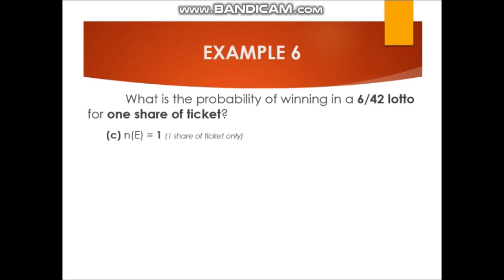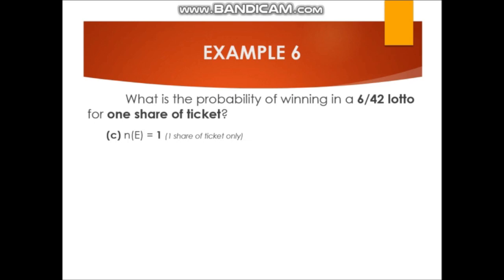Pero bakit combination ang ating kailangan gamitin? Kasi sa combination, hindi importante kung ano yung pagkakasunod-sunod ng numbers. Ang importante sa combination, naroon yung number na gusto mong i-select at naroon din yung number na mananalo doon sa lotto, kahit anuman yung kanyang pagkakasunod-sunod. Unlike permutation, na importante ang pagkakasunod-sunod ng mga elements.